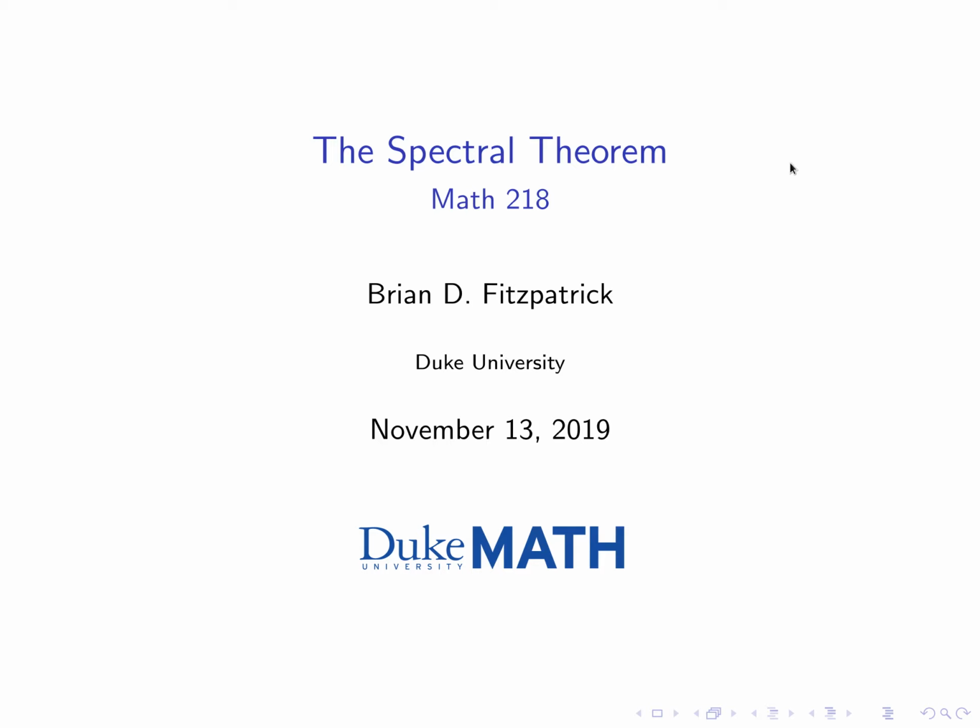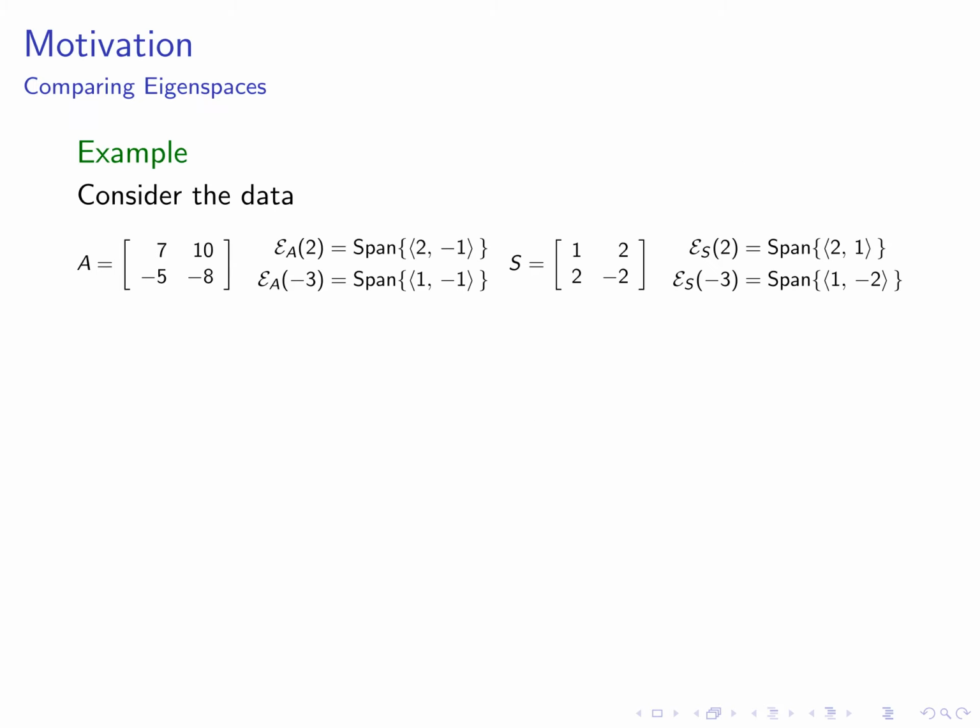The spectral theorem is a theorem that allows us to conveniently factor any real symmetric matrix, or more generally any Hermitian matrix, by looking closely at the eigenvalues and eigenspaces of that matrix. So let's start by looking at an example that I think highlights the importance of the theorem. So here we have the data of two different 2x2 matrices called A and S.